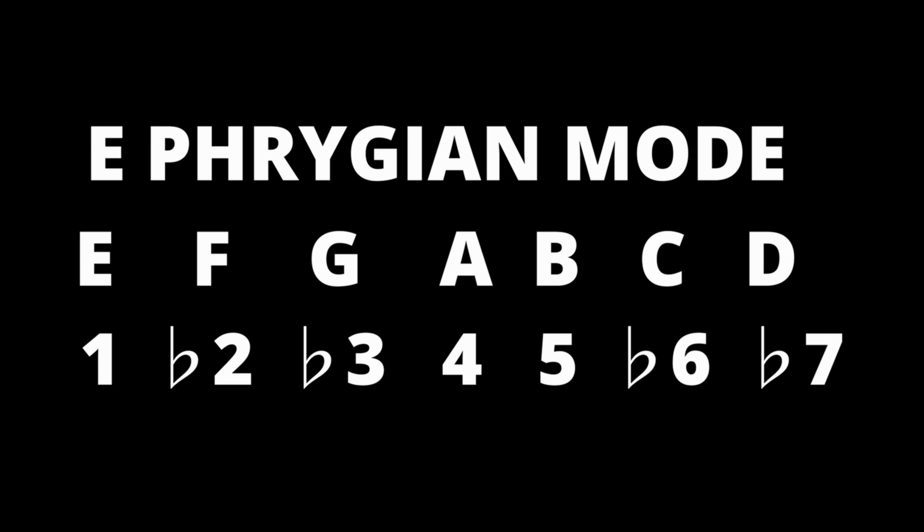The Phrygian mode has a distinctive, intense, and dark minor sound. Because of this, Phrygian is often used in metal music to provide an evil or exotic edge. Listen to how it sounds here with the E Phrygian scale, which has the notes E, F, G, A, B, C, and D.